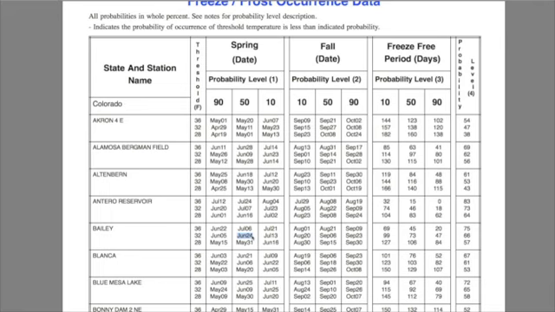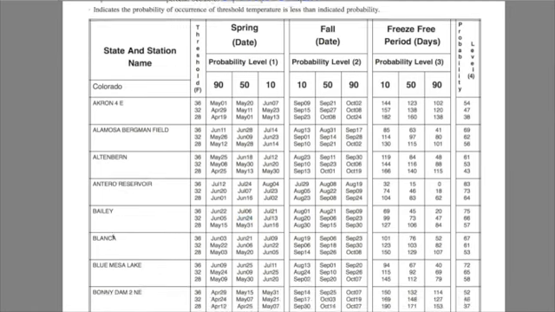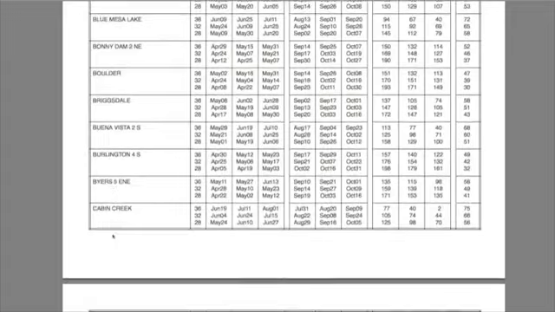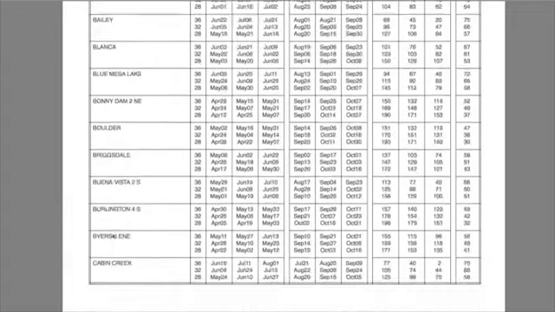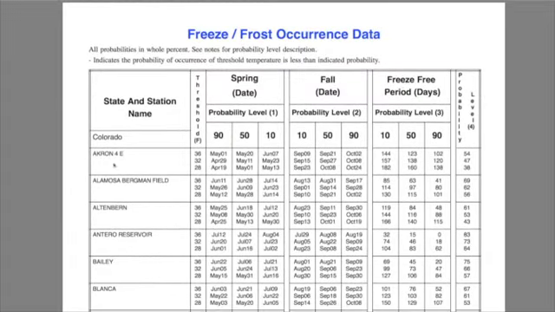Some people will put a week of time beyond that date just to be sure, so you could push it a week later. But that's how to quickly find your freeze dates and the 50% probability in your town. So you can pull up this list state by state and then find your town or the one that's closest to you. So that's how this particular chart works.